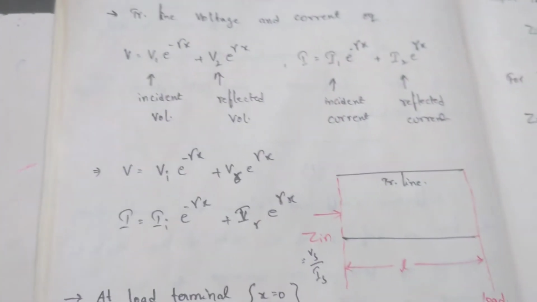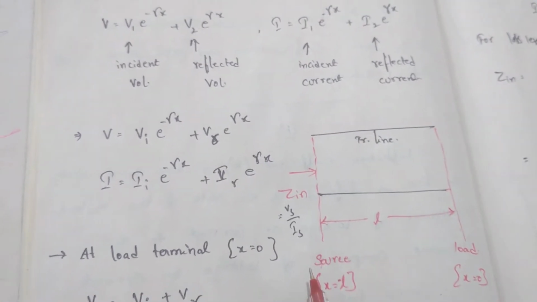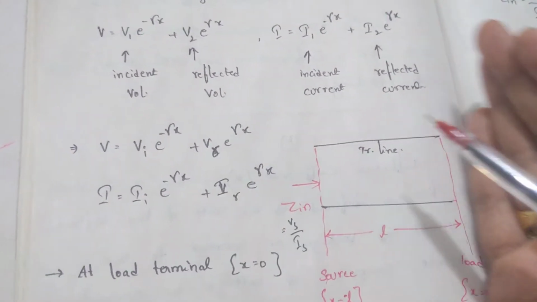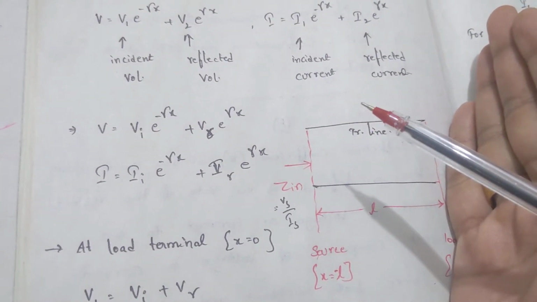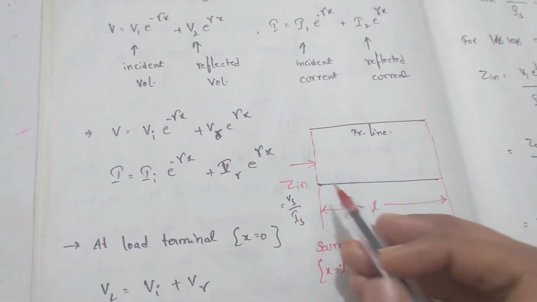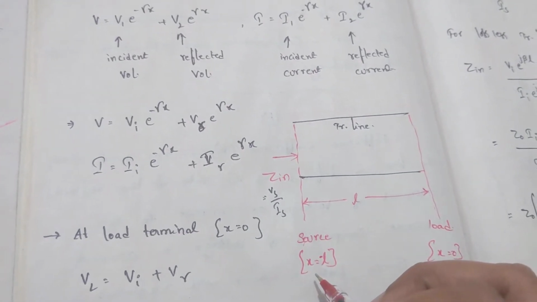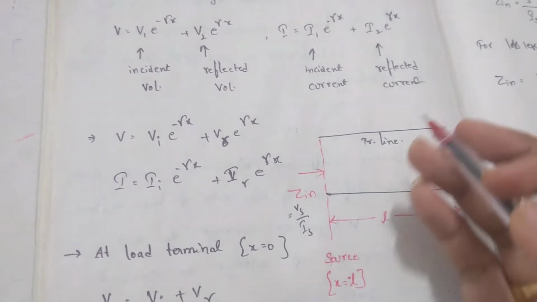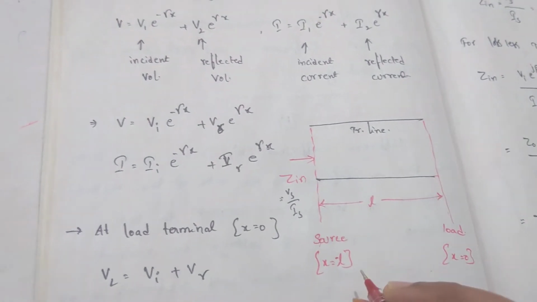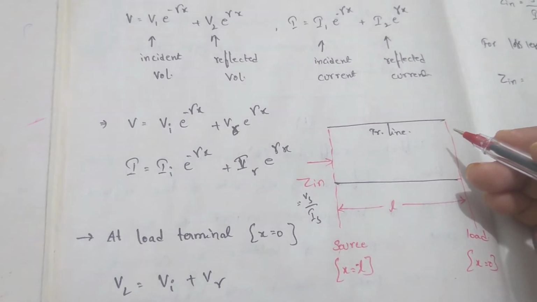If you are considering a transmission line, one end will be termed the source and the other end will be termed the load. Here we are taking the load as our reference point. So the distance x equals 0 at the load, and the total length of the transmission line is L. At the source end the distance will be minus L. If you replace these values, that is x equals 0 and x equals minus L, you can get the voltage at your source and load ends.